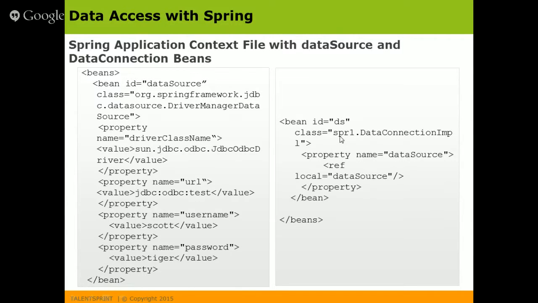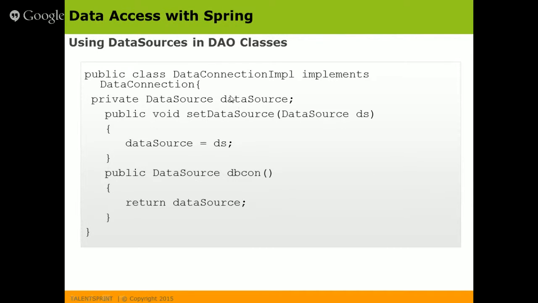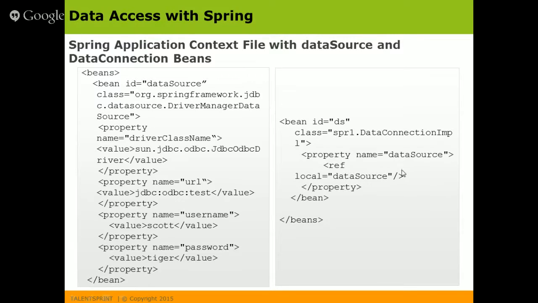And you must specify the class name in which we are going to inject the value of the data source. So this is the spr1.DataConnectionImplementation class we already went through. In that class, what is the property? The property name is data source. We already wrote it here. The data source is the property, as you can see on the screen, to which we are going to inject the value.